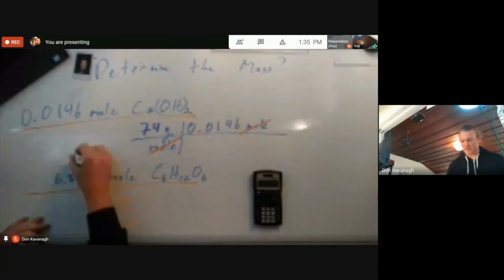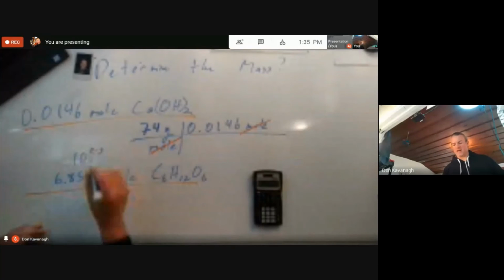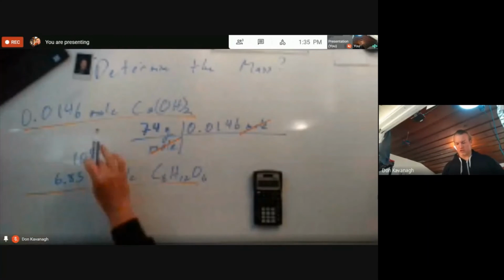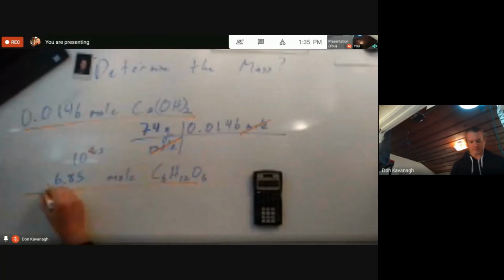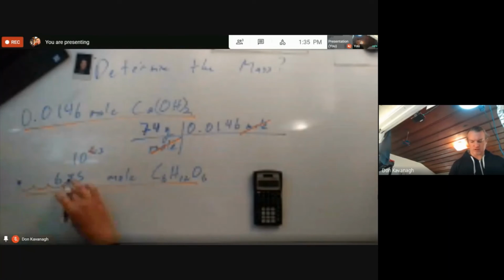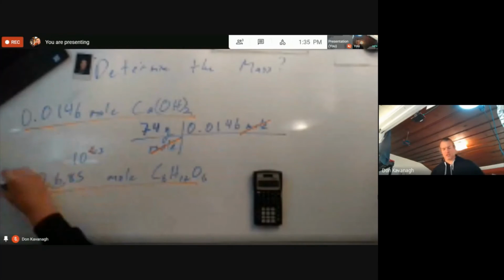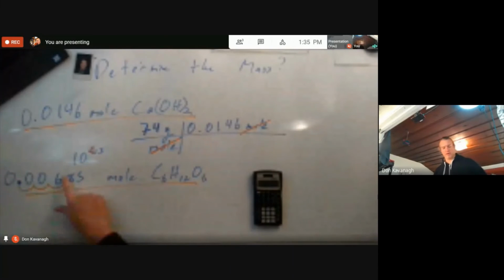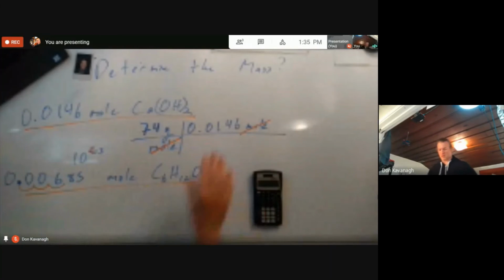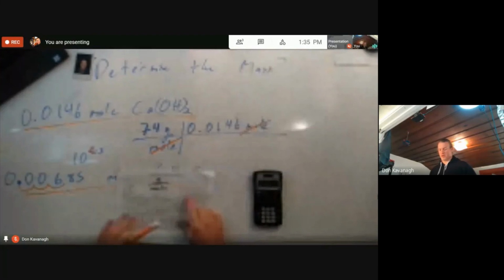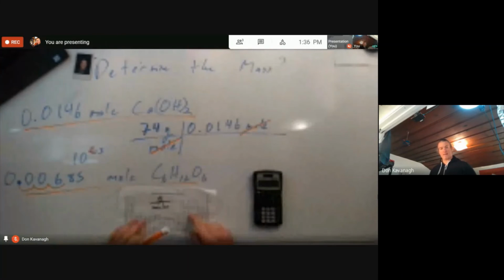Or note that the 10 to the negative third, that negative is trying to point you in the direction to move the decimal place. That's why I have that arrow drawn there. So I'm going to move this three spots and then fill in some zeros. So this is a much easier number for me to chew on, 0.00685 moles of C6H12O6.